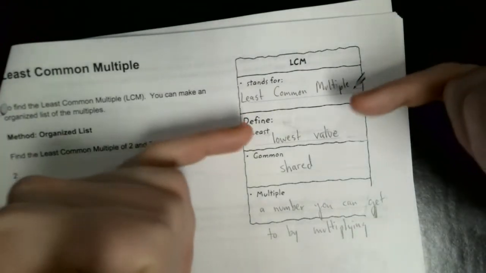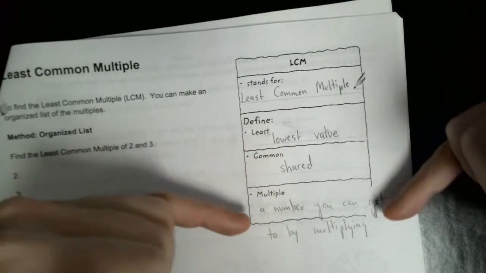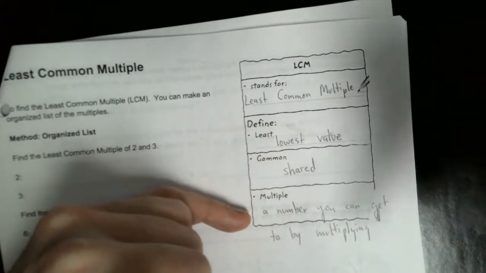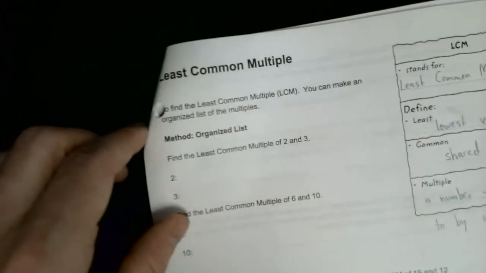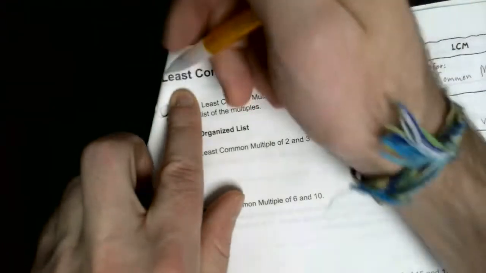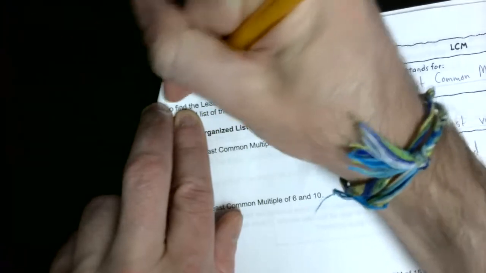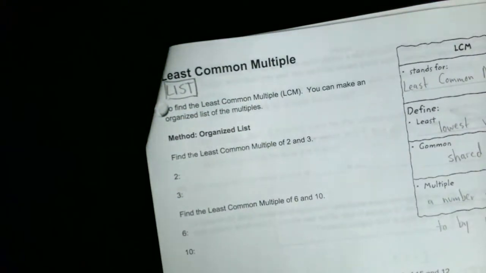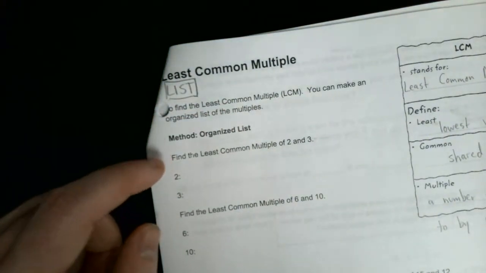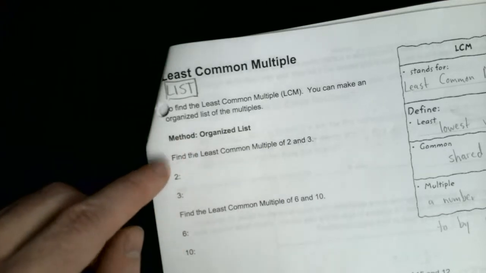So what we're doing is we're going to be finding the number that has the lowest value that is shared by two numbers when you count by those numbers, or find the multiples of that number. So we're going to start out with some easy ones here. But right below where it says least, I want you to write the word list, because that's the method we're going to use this year to find the least common multiple. We're going to list common multiples. So method 1, the only method we're really going to use this year, is using an organized list.